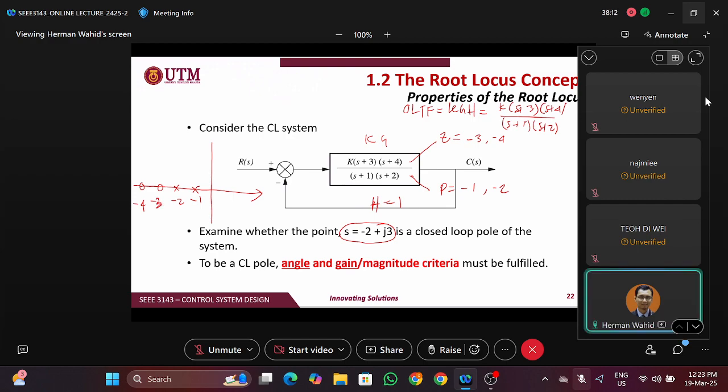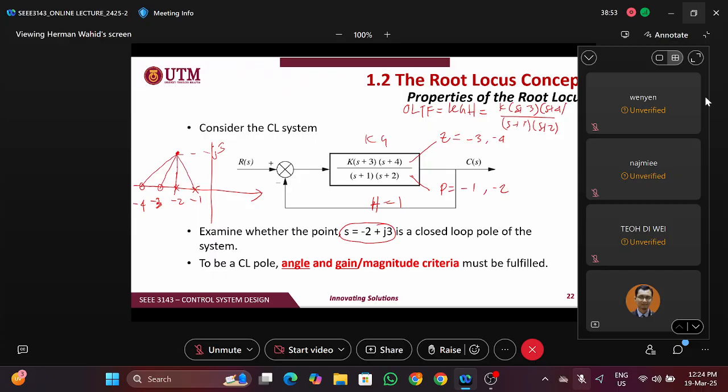And then we locate the point that we want to test, which is negative 2 plus j3, about here. So this is the testing point that we want to know whether it is part of the closed loop poles or not, or whether it is part of the root. Okay, it's the same meaning. Next we need to connect this testing point to all those zeros and poles.